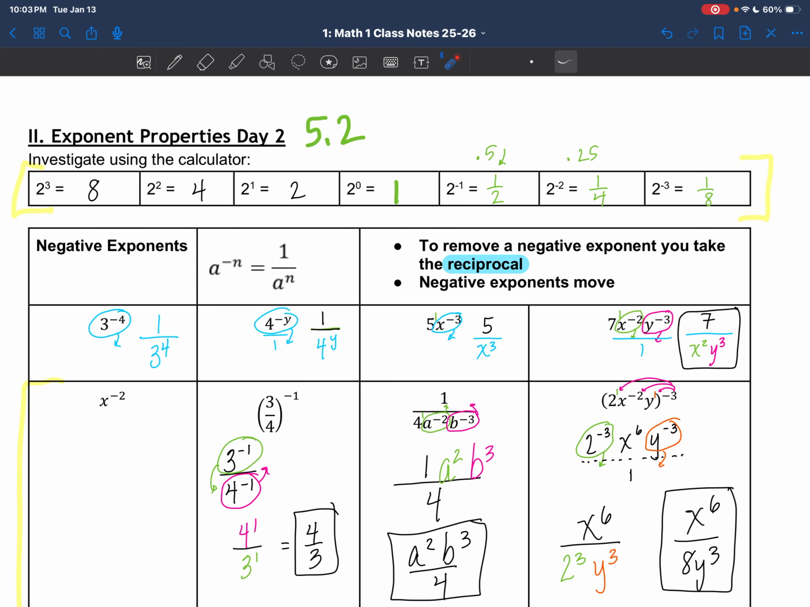All right, so now we're going to get into reviewing negative exponents. Just like we said here, what we're doing is taking the reciprocal, and the negative exponents are what move. So you move the negatives. If it's a positive exponent, you keep it. So I take whatever is here and move it to the denominator. When you move it to the denominator, you're changing the sign of the exponent only.